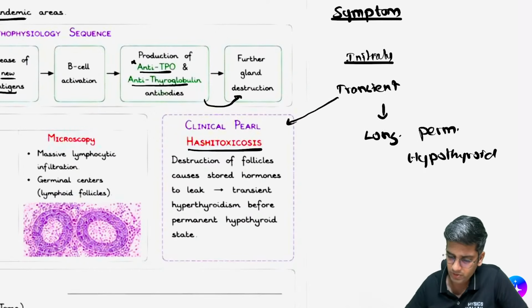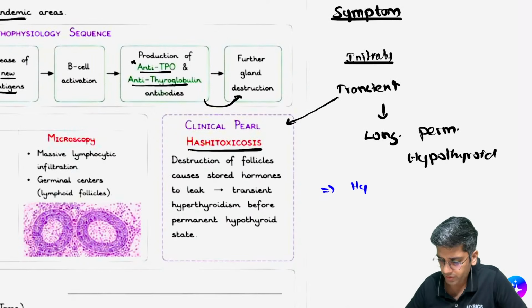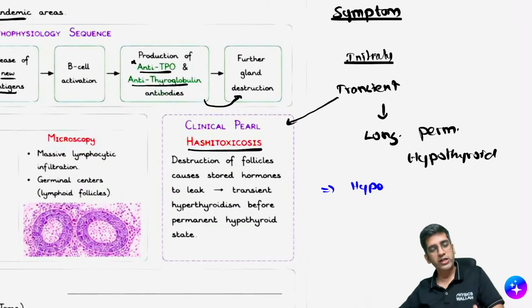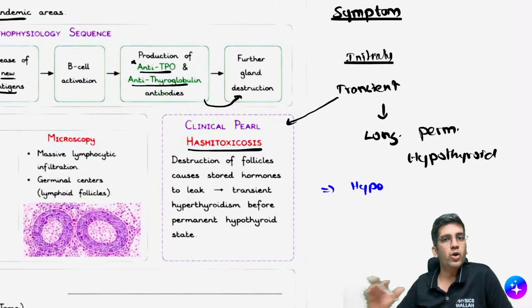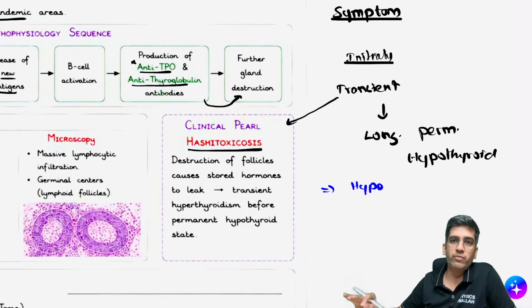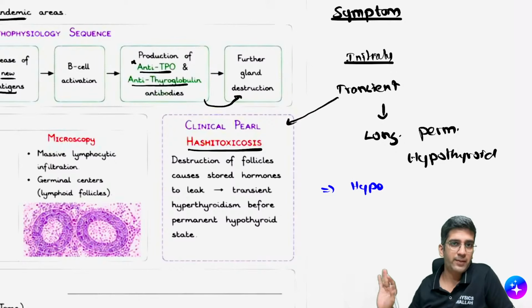And obviously you write all the features of hypothyroidism. You know that there's weight gain, there's cold intolerance, the patient will have constipation, the patient will have bradycardia, and obviously the patient will have menorrhagia, right? All the things will become less except for menstruation, which will become more in case of hypothyroid, right?